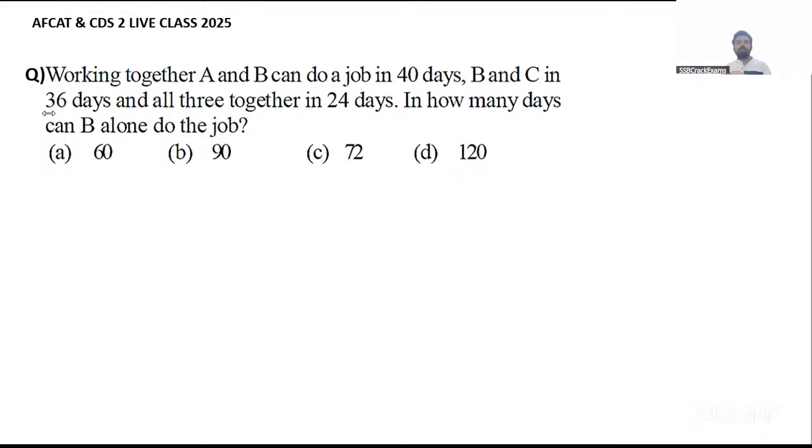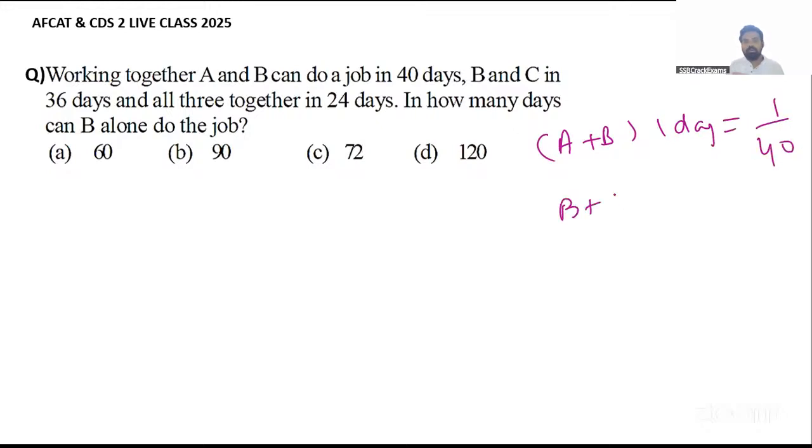Working together, A and B can do a job in 40 days, B and C in 36 days, and all three together in 24 days. In how many days can B alone do this job? Okay, this is also not a tough question. Working alone, A and B can do a job in 40 days. So the 1 day work of A and B is 1 upon 40.